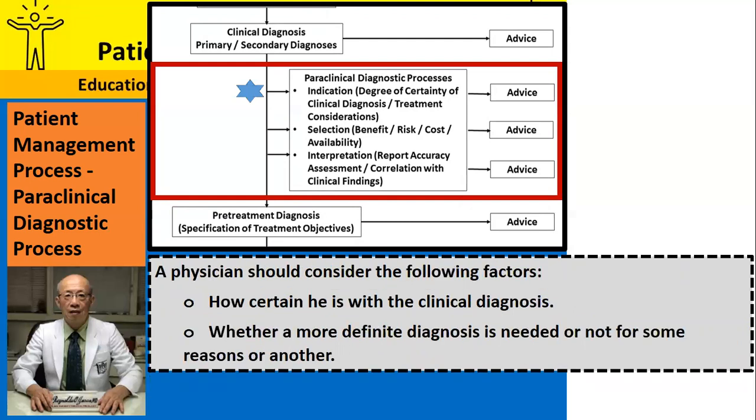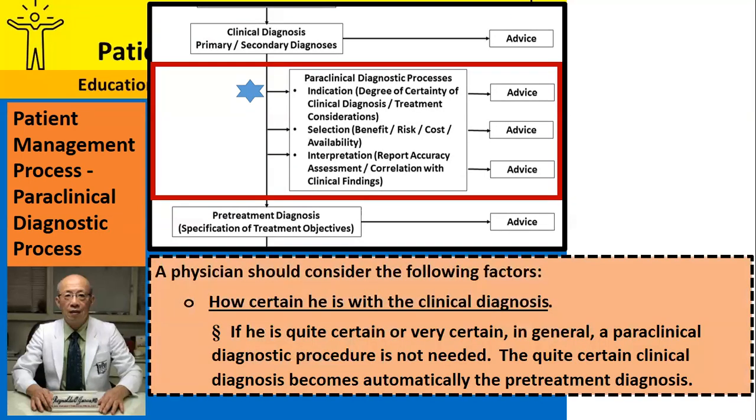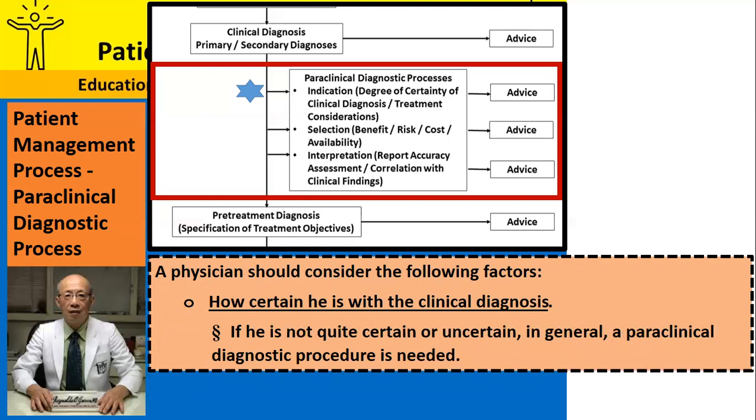A physician should consider the following factors: how certain he is with the clinical diagnosis, and whether a more definite diagnosis is needed or not for some reason or another. How certain is he with a clinical diagnosis? If he is quite certain or very certain, in general, a paraclinical diagnostic procedure is not needed. The quite certain clinical diagnosis becomes automatically the pre-treatment diagnosis. If he is uncertain, in general, a paraclinical diagnostic procedure is needed.